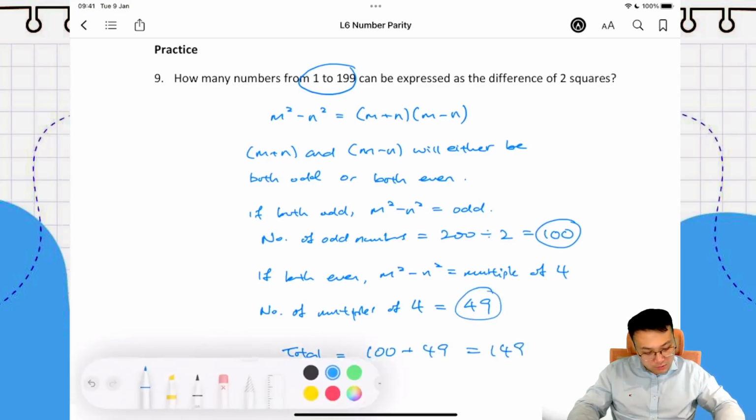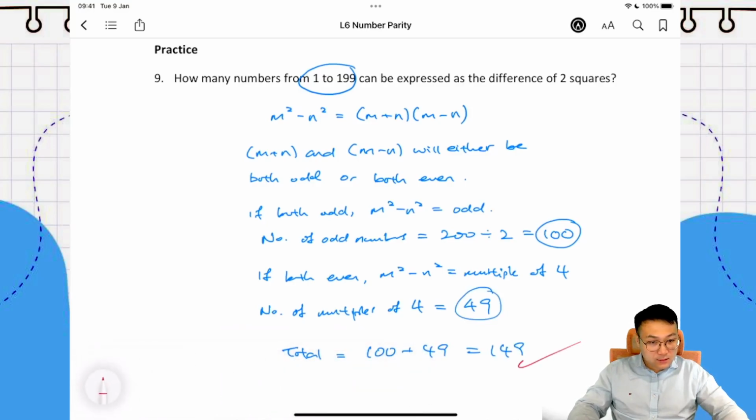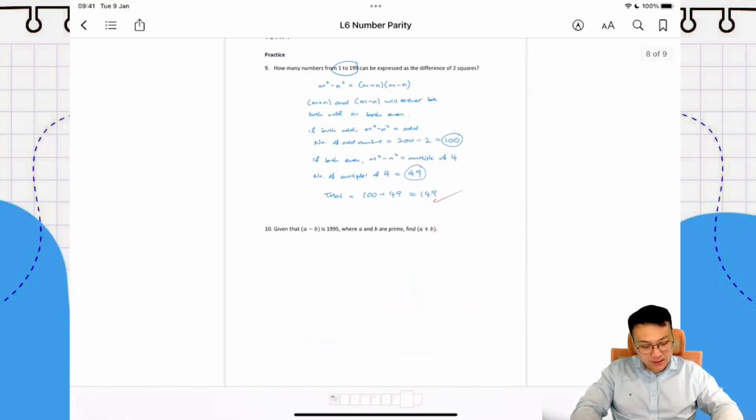There you go. Well done. I see the correct answers from Peter, Albert, Justin, Koji. Good job. Now, students, let's try question number 10.